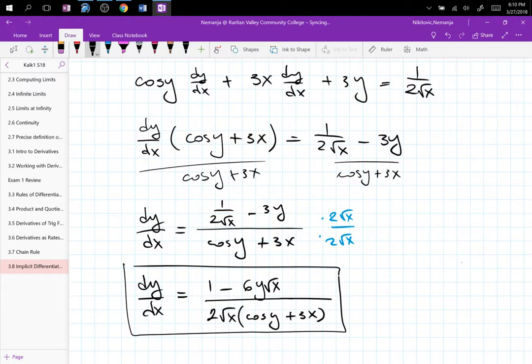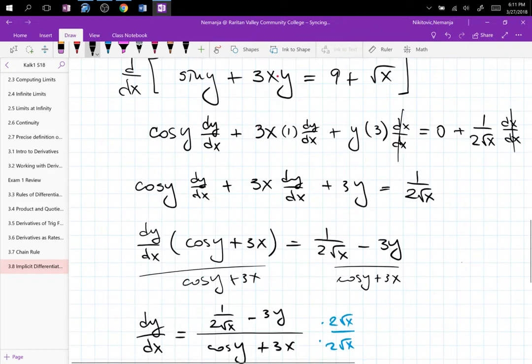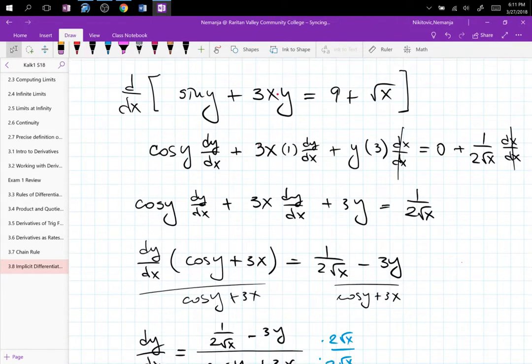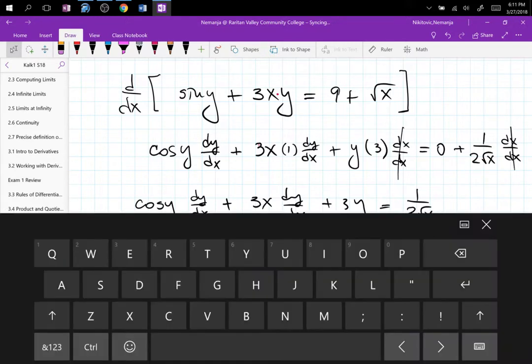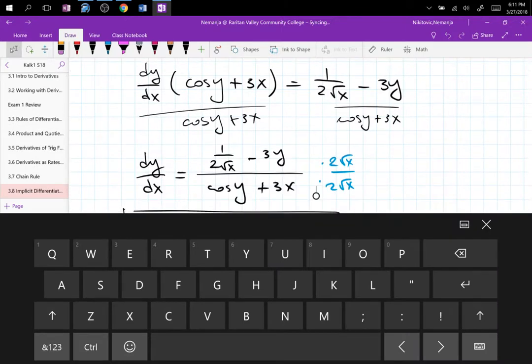Let's review the entire problem. The goal is to take the derivative of sine y plus 3xy equals 9 plus root x. And the way you do this is term-wise. You go to the first term, you take the derivative of sine y, which is cosine y, and then I took the derivative of y in respect to x, the chain rule, and it stays. Plus, and there's the product rule. I have a function 3x that is multiplying function y.